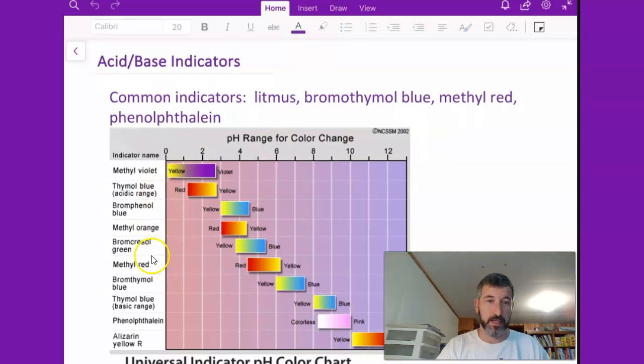And so can the rest of these guys. And you see here that they all transition in different places. So if you really wanted to see whether something was, if you wanted to see something changing from acid to base, like let's say you were neutralizing an acid with a base.